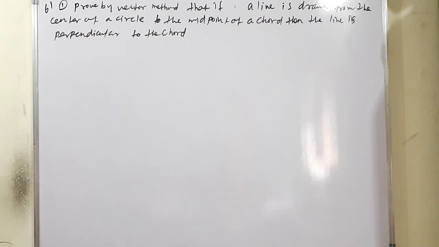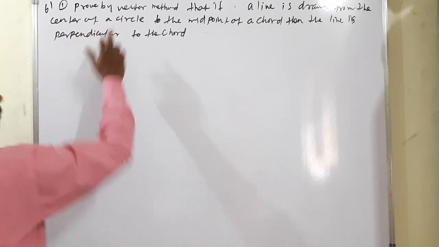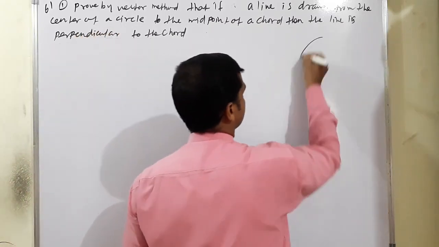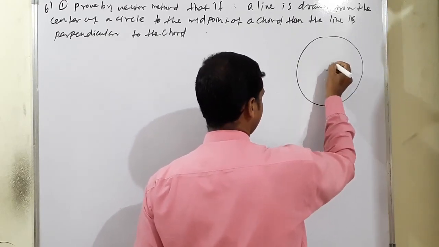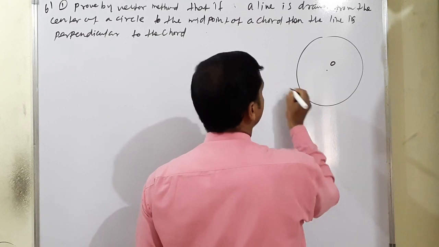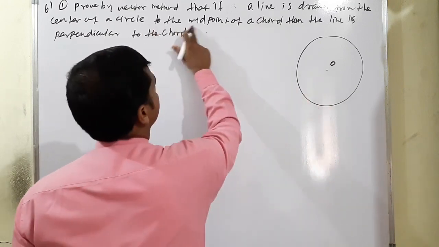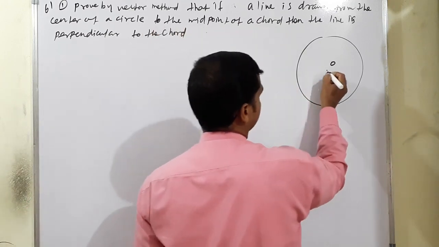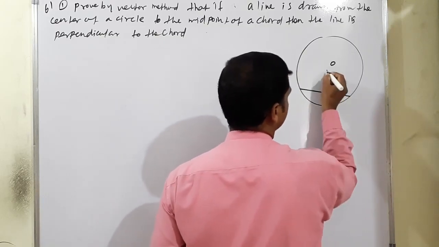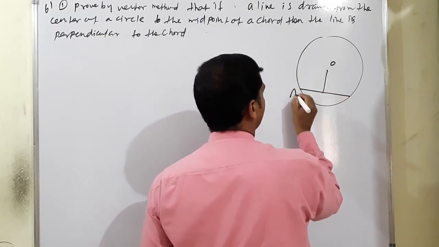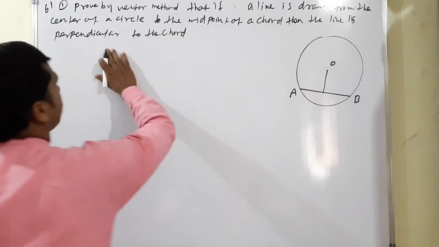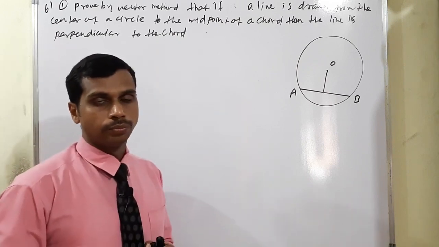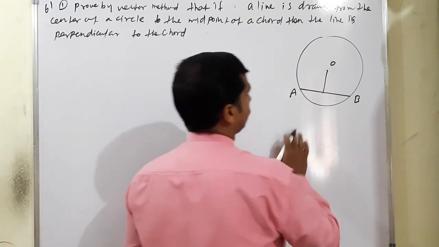Question: prove by vector method that if a line is drawn from the center of a circle to the midpoint of a chord, then the line is perpendicular to the chord. So one circle is there, with the point center, the origin. This is one of the chords, and this is the midpoint of this chord, with both sides A and B. We have to prove the line is perpendicular to the chord.